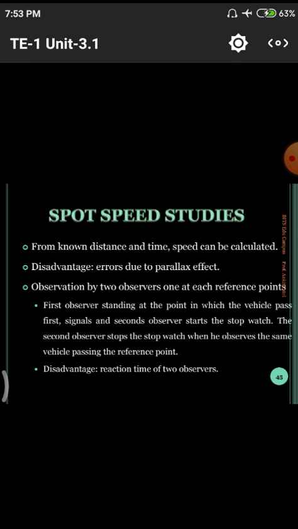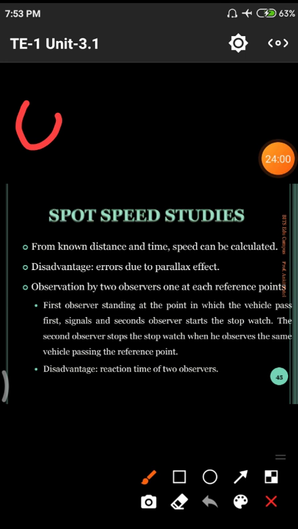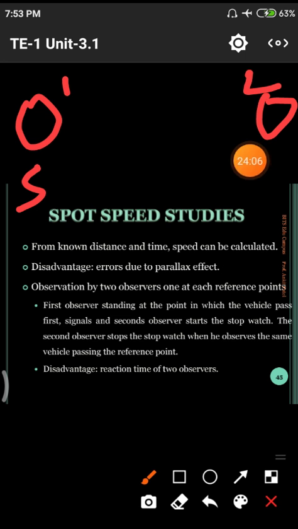Next one, observation by two observers, one at one end, the other at the other reference point. At the starting point there is one observer, at the ending point there is another observer. Those two are observing at each reference point, so the first observer stands at the particular point where the vehicle passes and signals the second observer, who starts the stopwatch. The second observer stops the stopwatch when the same vehicle passes through the reference point. That means there are two persons. Here we have the vehicle, person 1, person 2. These are the starting point and ending point.